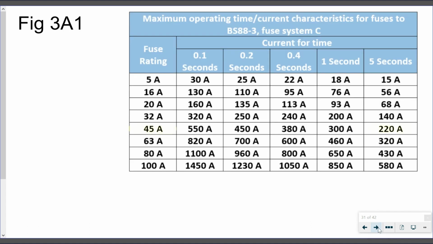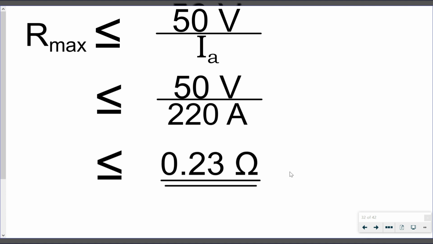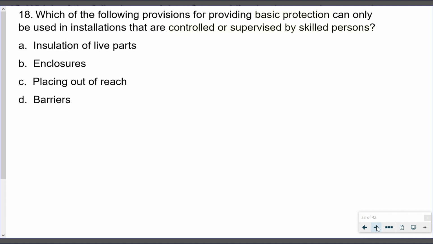In Appendix 3, fortunately, the first fuse we have is a BS 88-3 fuse. So we go down to the 45 amp fuse and shoot across to the 5-second operating current. That gives us 220 amperes, so we use 220 amperes in our calculation. 50 volts divided by 220 gives us a maximum resistance of 0.23 ohms. So if you take your continuity tester and test between that cooker and the sink, it should give you a value less than 0.23 of an ohm. If it gives you more, you need to bond it.